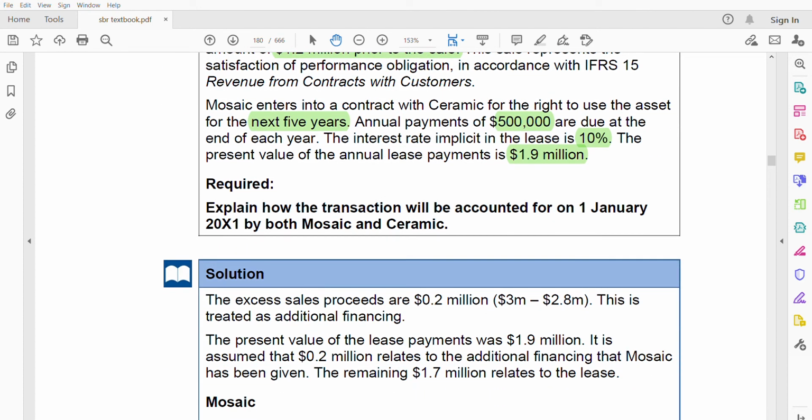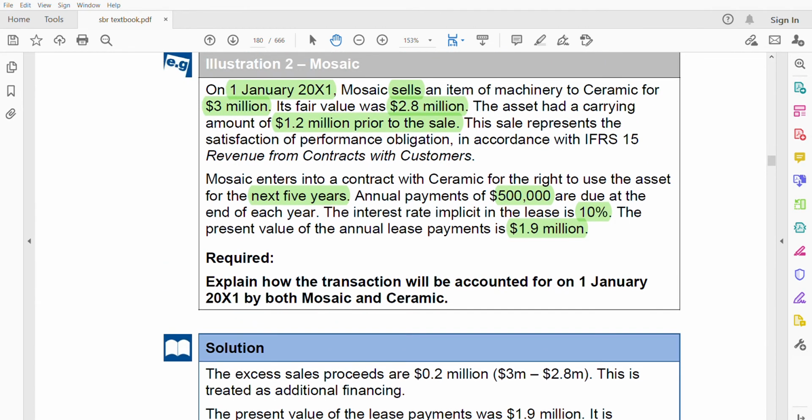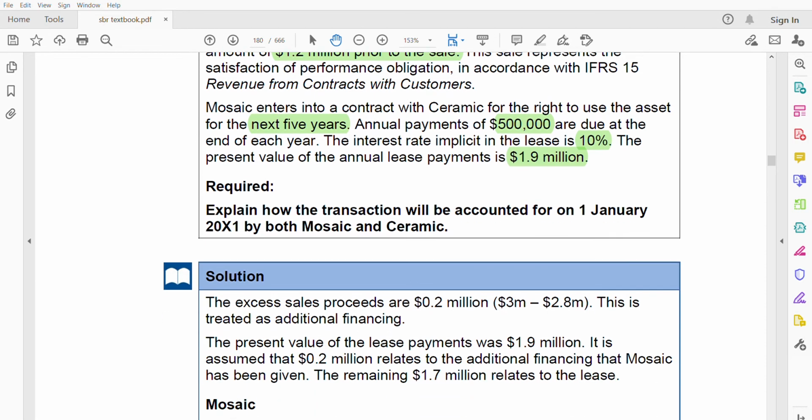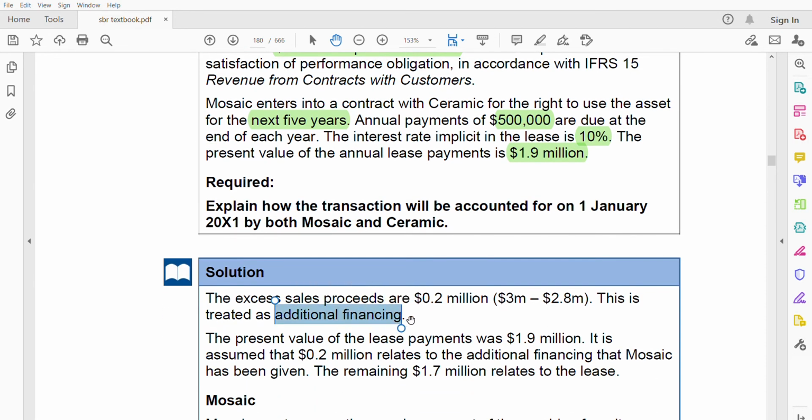First of all, you need to understand whether this is above market value or below market value. If you see, the sale proceed is more, so this is above market terms, because sale proceed was 3 million, whereas the fair value was 2.8. So the excess sale proceeds are 0.2 million. How will this be treated? Additional financing. And what was the present value of lease payment? 1.9. It is assumed that 0.2 relates to the additional financing that Mosaic had been given. So the remaining 1.7 relates to the lease.